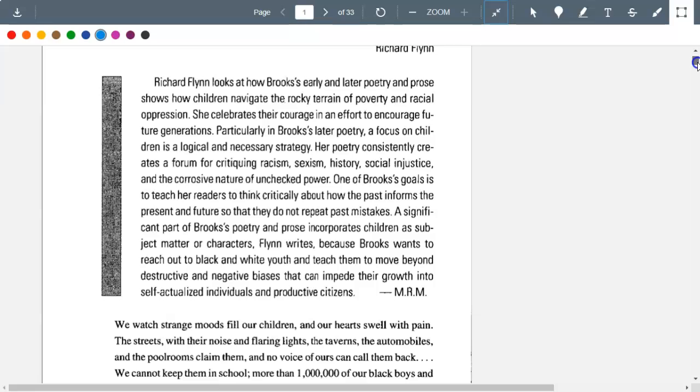Here's a little biography, a little introduction to Richard Flynn's article. Somebody wrote this, right? This isn't Richard Flynn writing about himself. This is somebody else writing about him. So Richard Flynn looks at how Brooks' early and later poetry and prose shows how children navigate the rocky terrain of poverty and racial oppression. Okay. So we got all this. That's all good, but that doesn't really explain to us whether or not Richard Flynn is qualified or not.